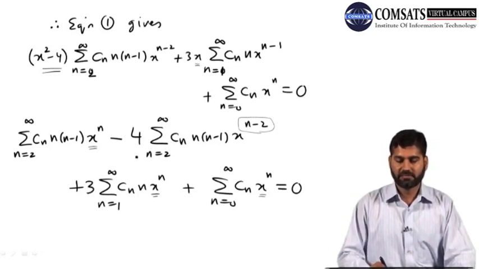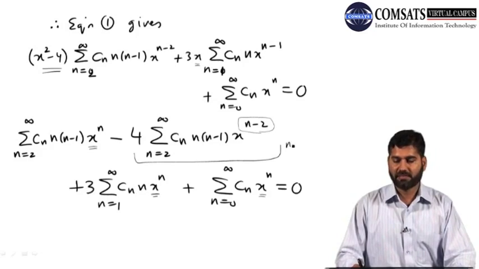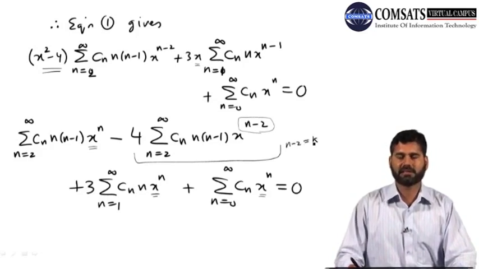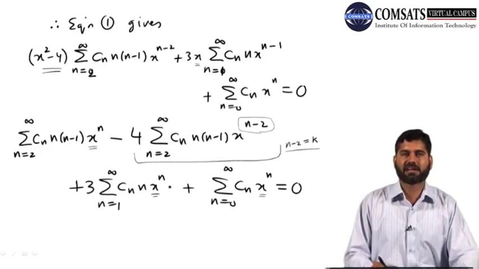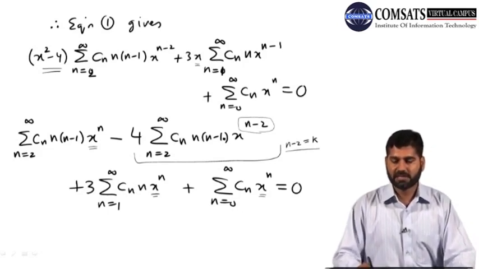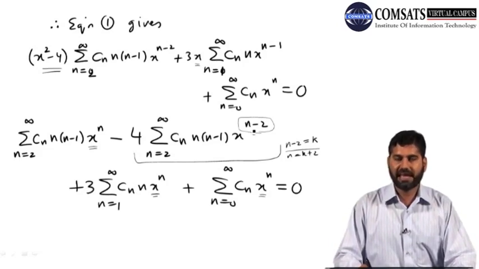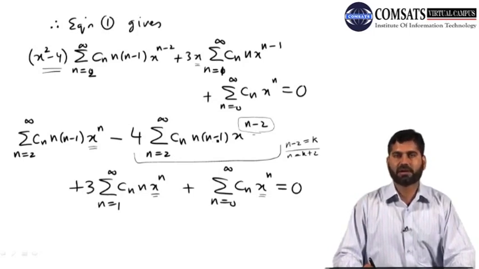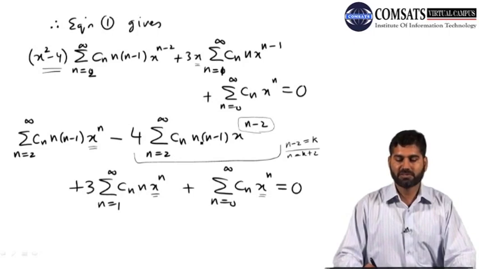So here in the third term I can replace n-2 by k, let's say, or you may call it n again if you don't want. Otherwise, if you call it k, then you have to write k for every other expression as well. So this becomes n equal to k+2, so it means this is k+2, this is k+2. So (k+2)(k+1) x^k. And when n is 2, k is 0. So k will go from 0 to infinity.